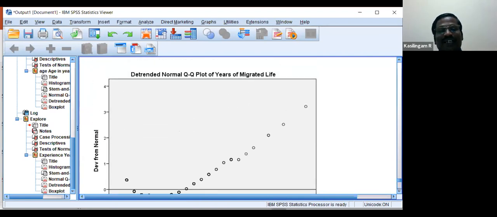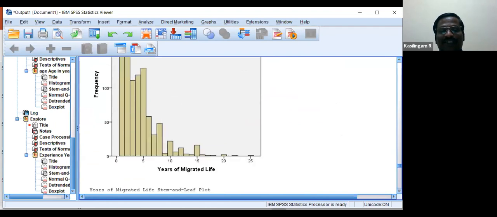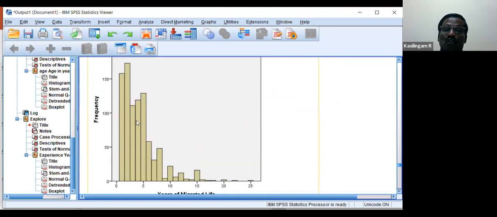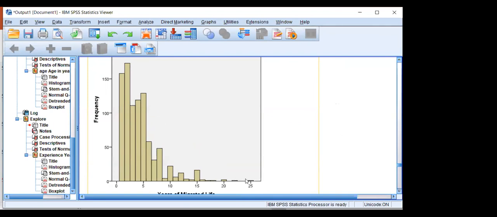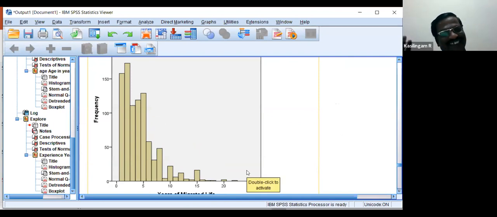Now let us look at this one. See here, more frequency, more number of people on the left hand side, but the tail is on the right hand side. When the tail is on the right hand side, that is positive skewness. Very good. Second point is over. So now the skewness point is over.